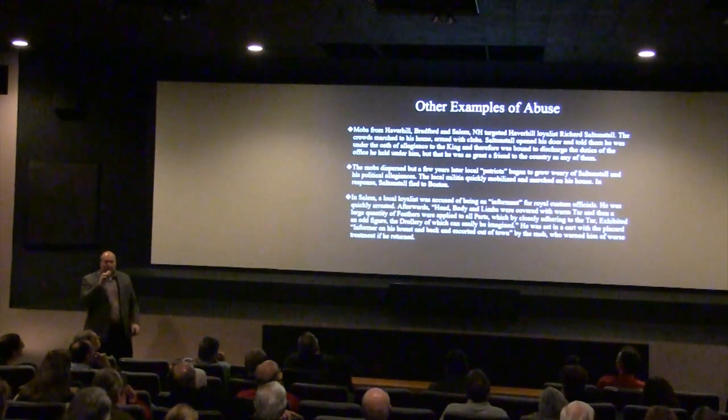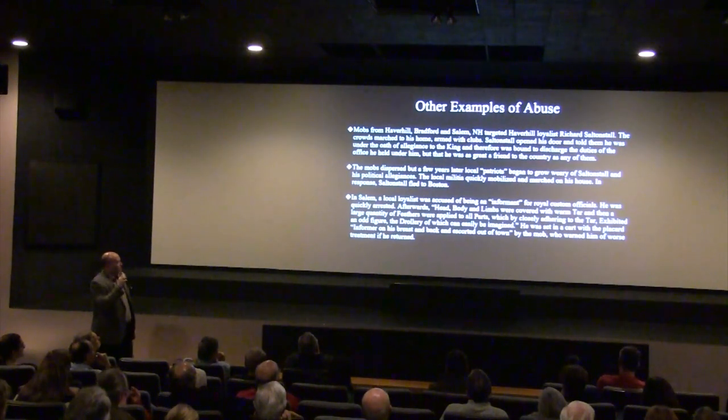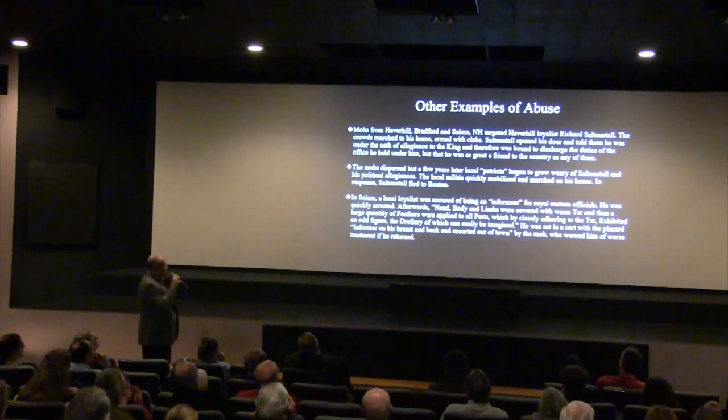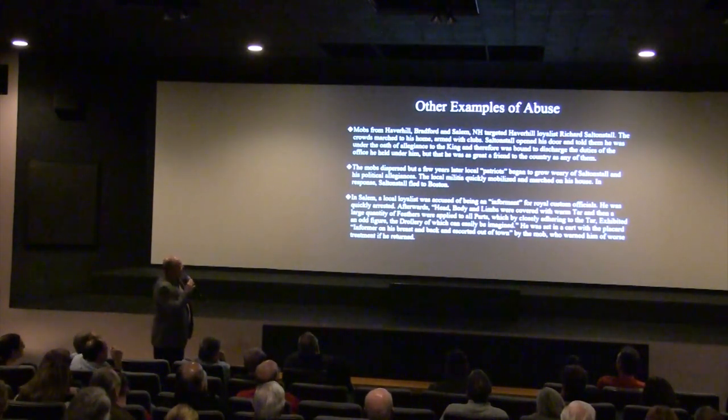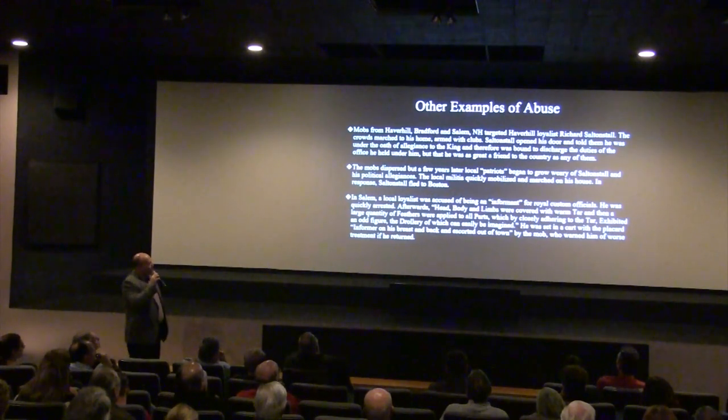Now, this is where we get really kind of crazy, in Salem. In Salem, a local loyalist was accused of being an informant for royal customs officials, and he was quickly arrested. Afterwards, head, body, and limbs were covered with warm tar, and then a large quantity of feathers were applied to all parts, which, by closely adhering to the tar, exhibited an odd figure.